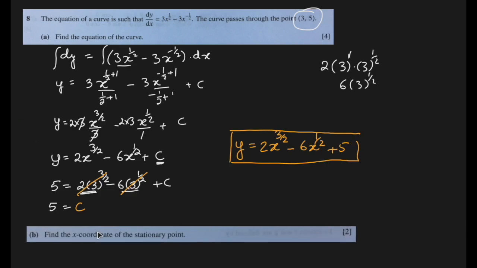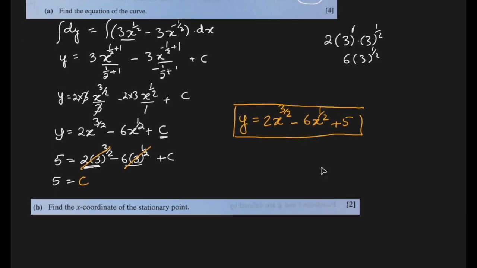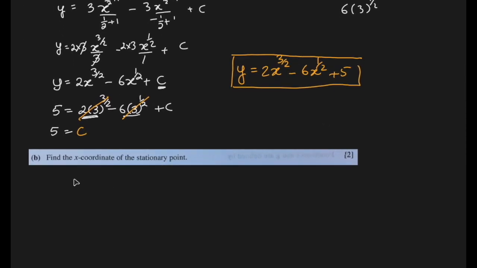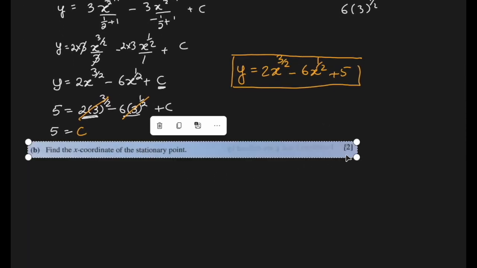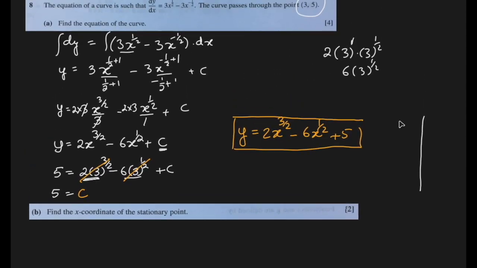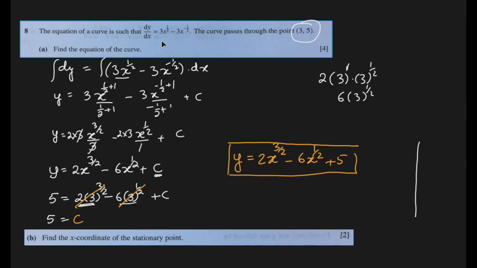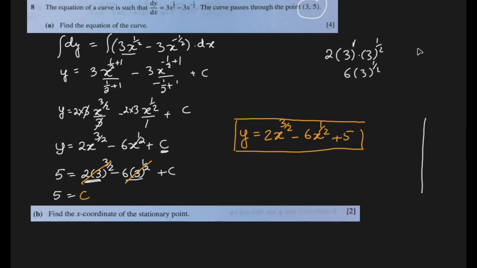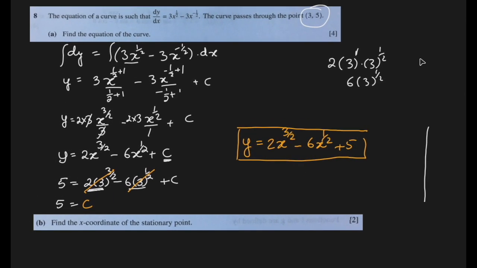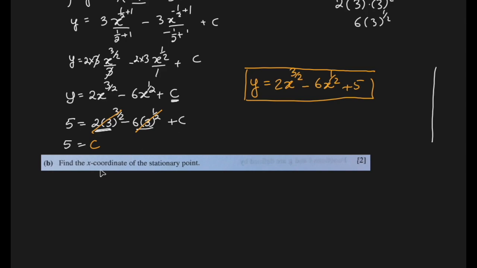Okay. Find the x coordinate of the stationary point of this particular function. So for that, what will we do? We will go back to our previous part, and there they have given the first derivative. For a stationary point, the first derivative has to be equal to 0, and it was 3x to the power half minus 3x to the power minus half, and that's what we're going to use here.